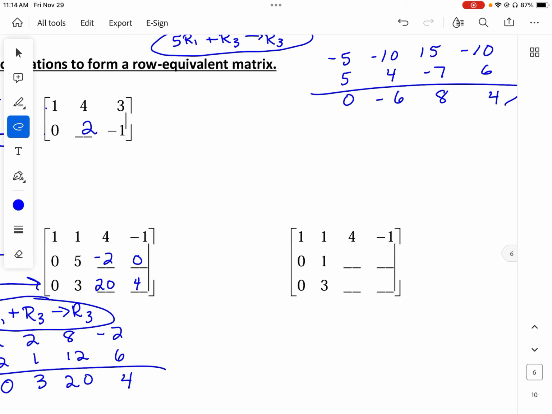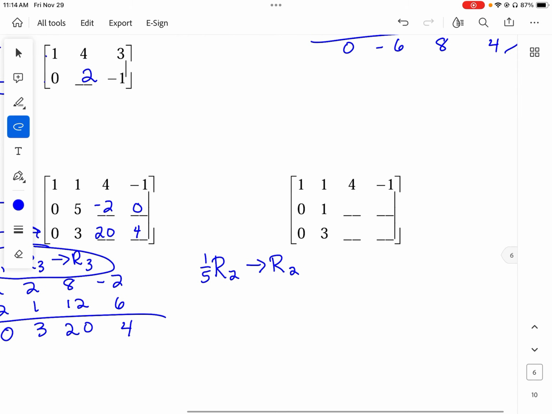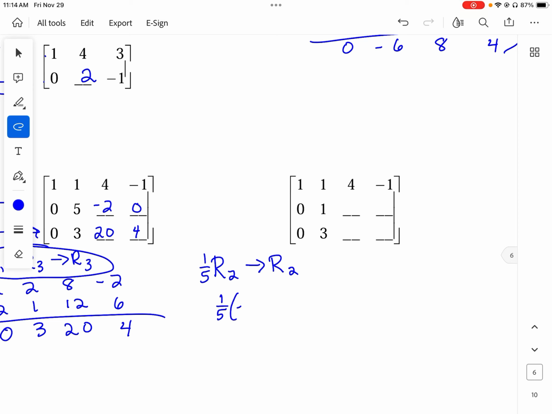Okay, so let's look at the next one. We want to change, so row 1 is good. We want to change row 2. So how do we change from a 5 to a 1? We can multiply it times any number. So I would multiply it times its reciprocal. So I'd do 1/5 times row 2 to give me my new row 2. So 1/5, so 0 is still going to be 0. 1/5 times 5 is 1. 1/5 times -2 is -2/5.